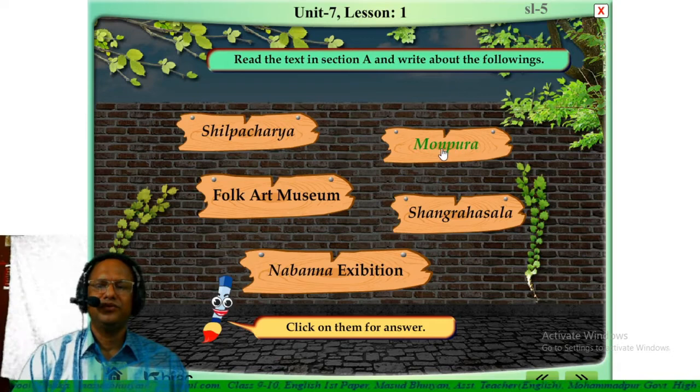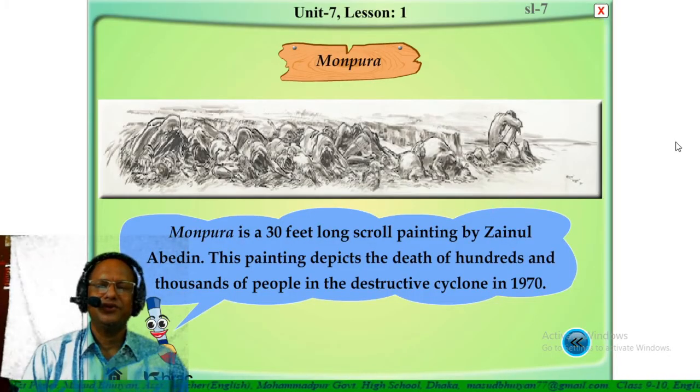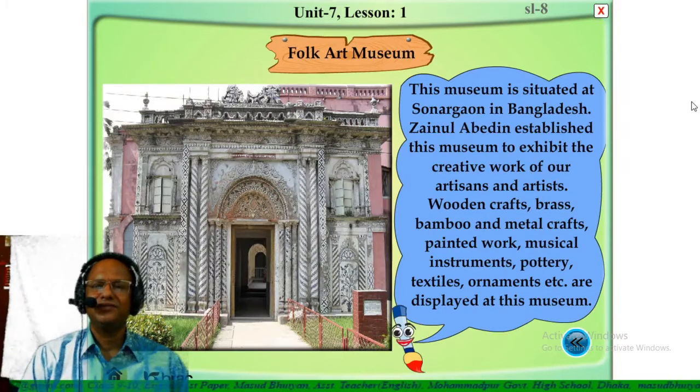Next word is Monpura. We know that Monpura is a place of Bangladesh, but here it's not a place. Monpura is a 30 feet long scroll painting by Zainul Abedin. This painting depicts the death of hundreds and thousands of people in the destructive cyclone in 1970.